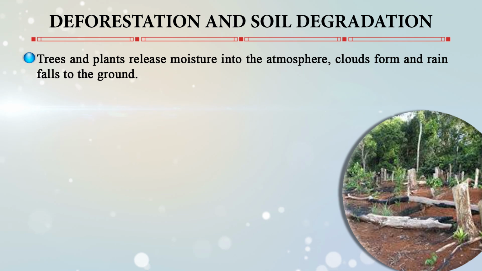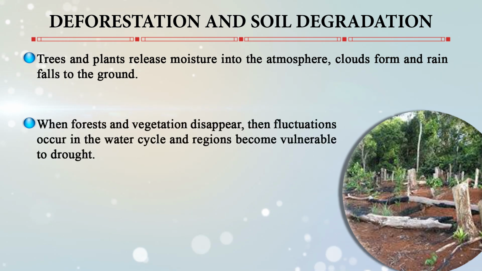Trees and plants release moisture into the atmosphere, the clouds form and rain falls to the ground. When forest and vegetation totally disappear from an area, you can see in this figure that the area is entirely cut, all the trees have gone off. So, the ground is clear. So, where will you get the rain clouds and where will you get the rain from?